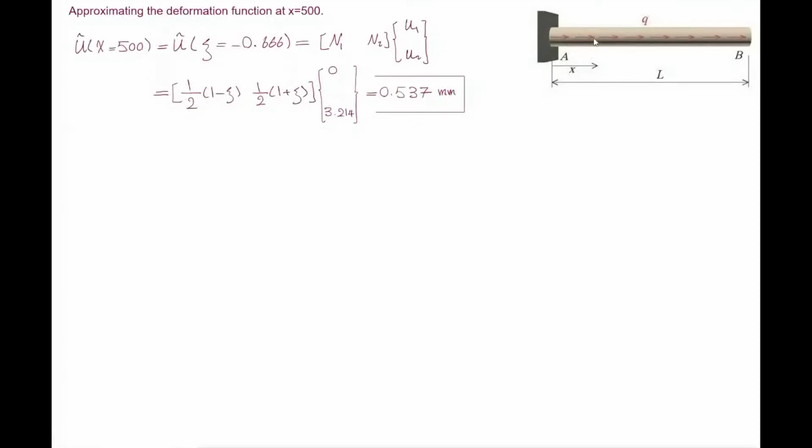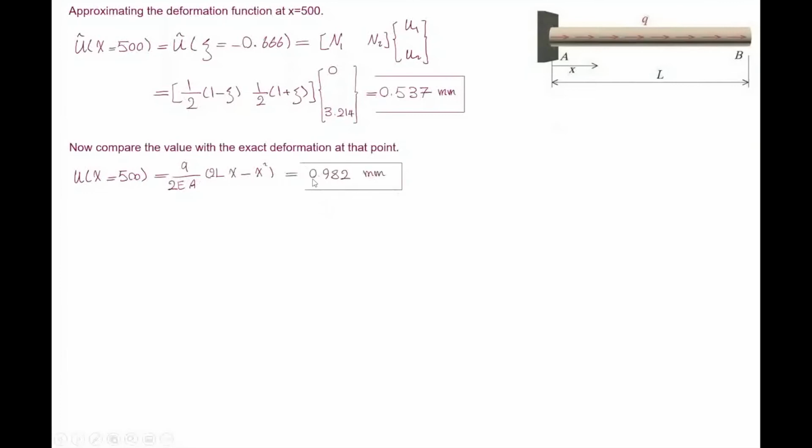Now let's compare that with the exact value of displacement at that point. For this problem, we already know what is the exact function for the displacement. We have calculated that before. So I'm going to plug in the value of x equal to 500 into this equation, and that would give us 0.982 millimeter. Compare these two values with each other. The approximation is not exactly similar to the exact function at that point. The accuracy of the approximation is not great.